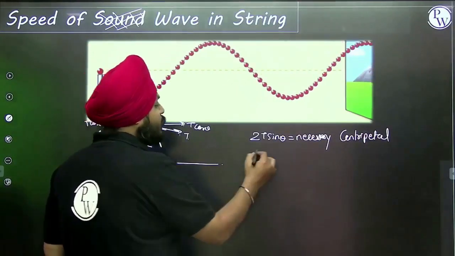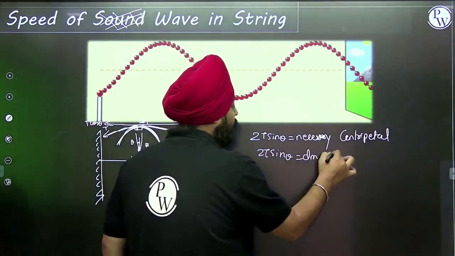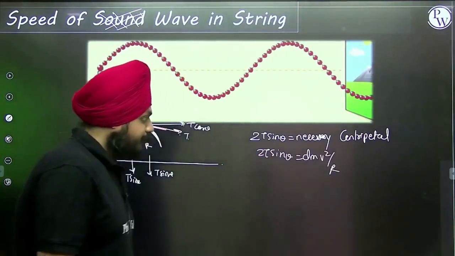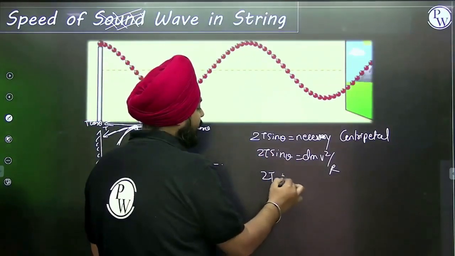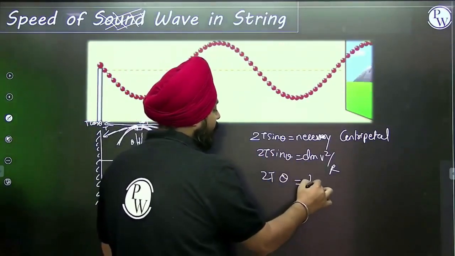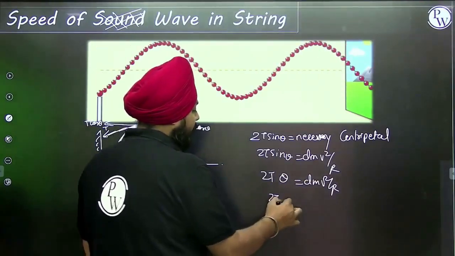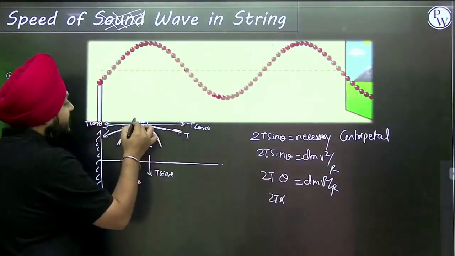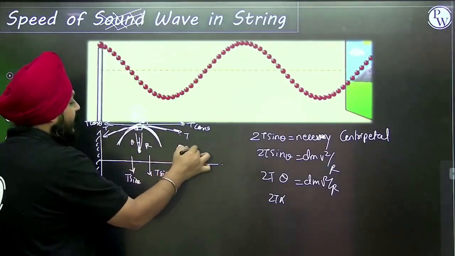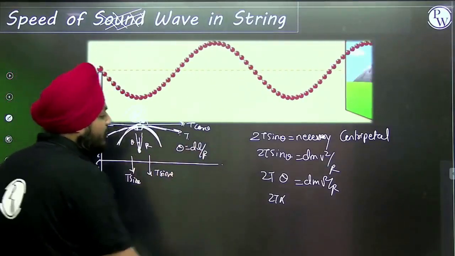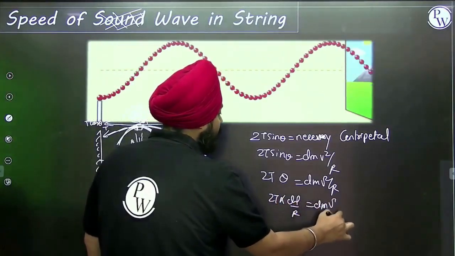So can I compare this to 2T sin theta, that is equal to dm v square by r? Can I consider this theta is very, very small? So here we got 2T. Can I replace this angle? Suppose this length is dl. Can I say theta is equal to dl by r? So it's 2T dl by r, that is equal to dm v square by r.